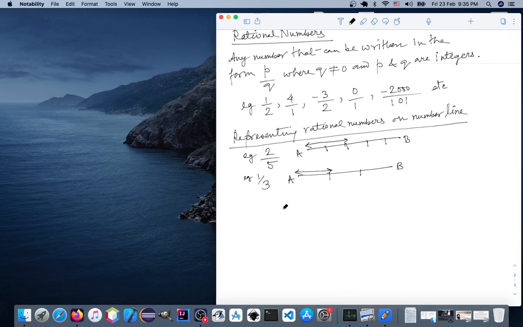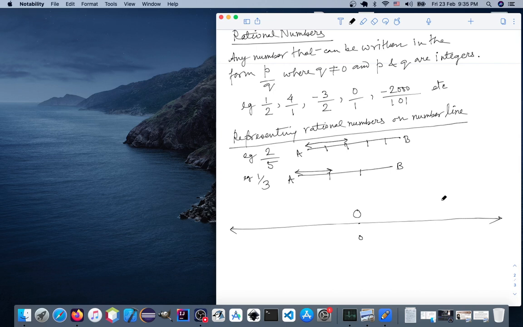So, we have the number line, the center is origin O, this is 0. The first thing we do is we mark some unit distance points like 1, 2, 3, 4. Now, 2 by 5 is definitely less than 1. So, it is a value between 0 and 1. Also, 1 by 3 is a value between 0 and 1.